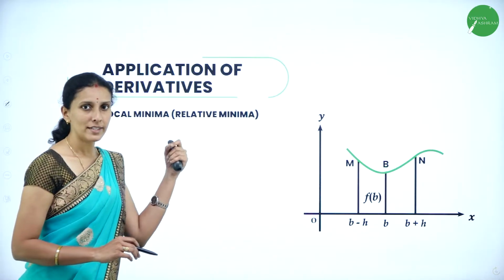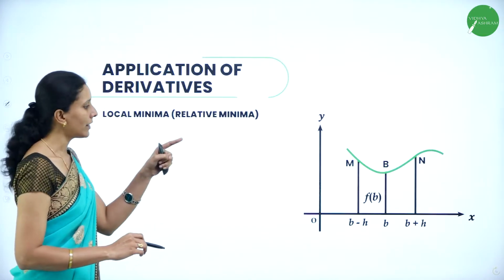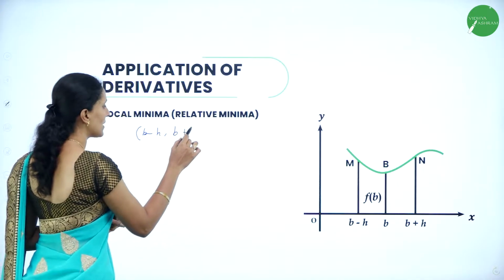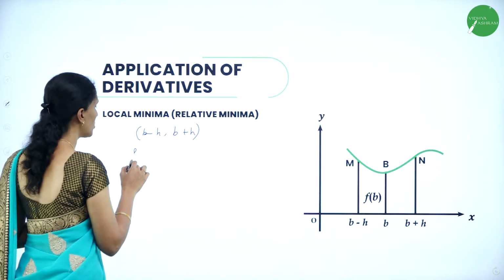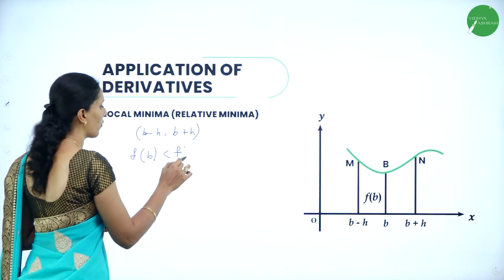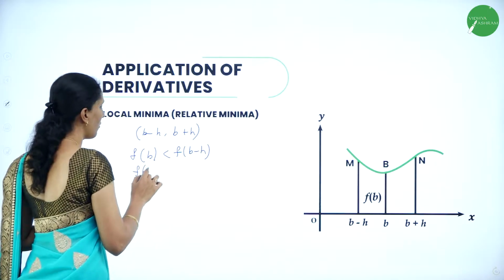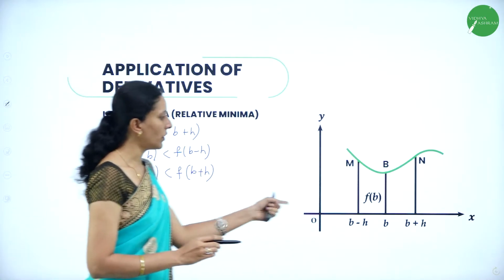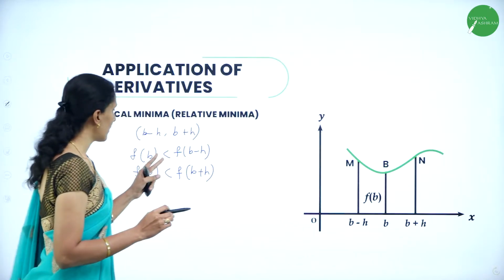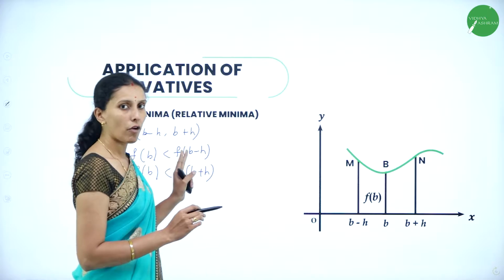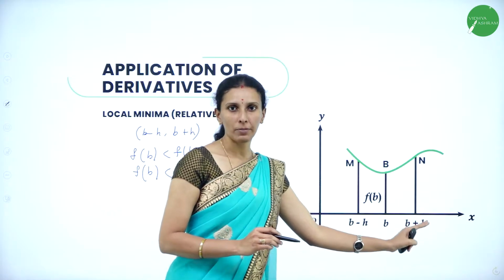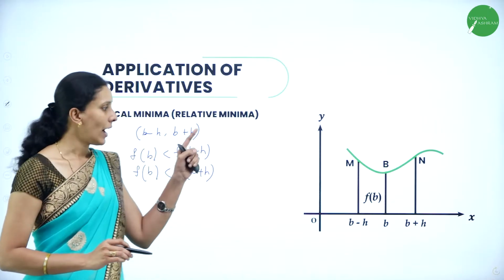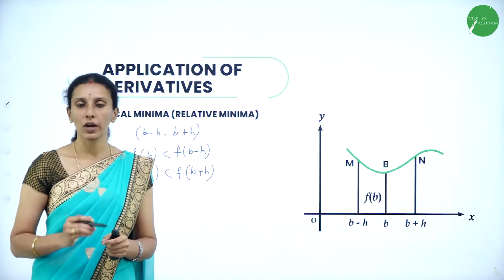So we say a curve is said to have its minimum value at that point when there exists an interval b minus h comma b plus h, such that the function f of b is less than f of b minus h and f of b is also less than f of b plus h. So the functional value in the interval is always greater than the functional value at b. So f of b will be less than the b minus h and b plus h values. Hence we say the function attains its minimum value and the point is called the point of local minima.